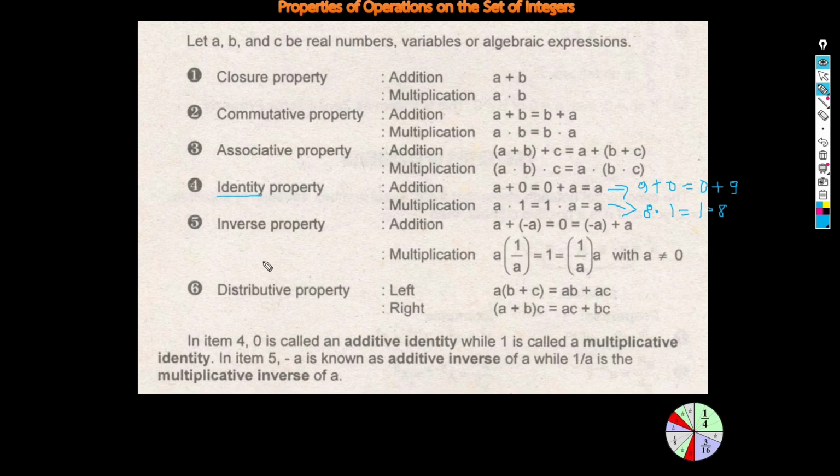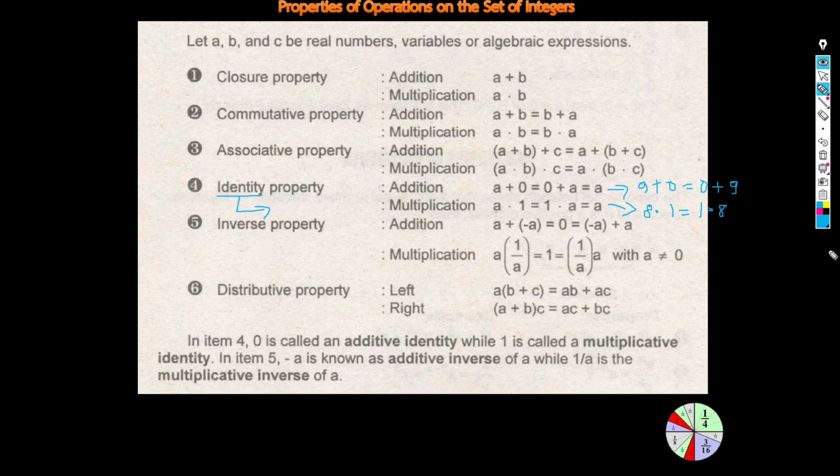Now, how do we remember identity property? Just from the word identity. Your identity is the same. You are still the same, right? For example, one apple, and then you add no apple. Still the same apple, right? One apple plus zero apples, still the same one apple. And for example, one apple multiplied by one, it's still the same apple, still one apple, right? So the identity of the number remains the same. The answer will be the same number as itself. So identity, based from the word identity.